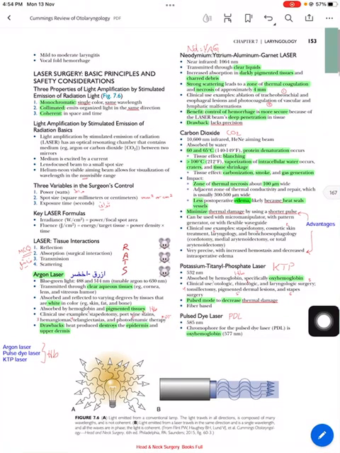Everyone, today we are going to talk about the most important points that may come in form of MCQ in the exam about laser. The word laser stands for light amplification by stimulated emission of radiation.